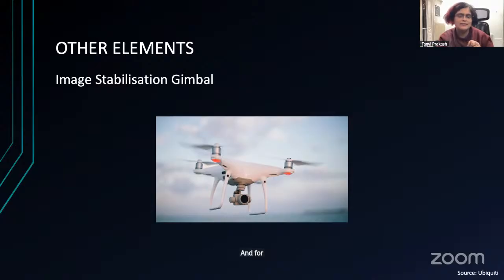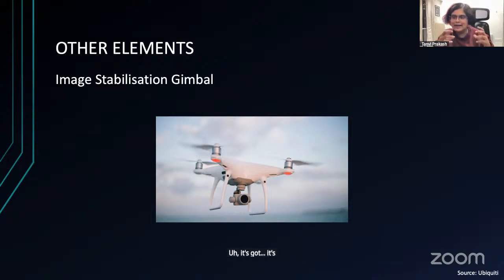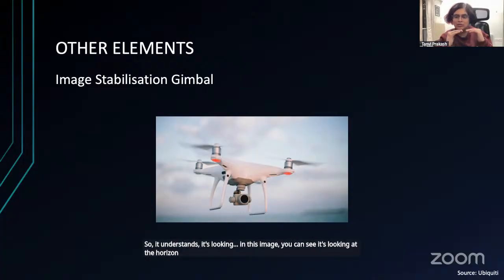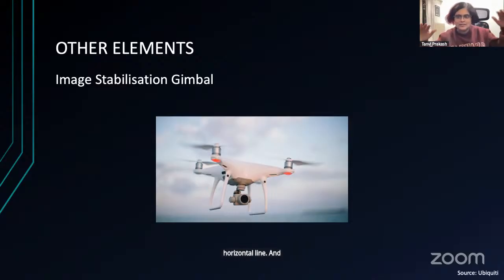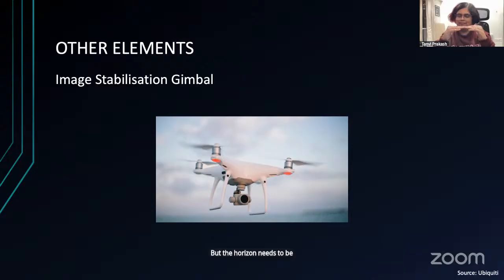And for that, what you see here is known as a gimbal. And this gimbal actually is the gray casing and the holding mechanism of this camera. You'll see that it's also got some axis, and this gimbal also stabilizes the camera. So it understands, in this image, you can see it's looking at the horizon. So let's say it's seeing a flat horizontal line, and now the aircraft is in wind, in turbulence and pitching, rolling, yawing, but the horizon needs to be maintained as it is.